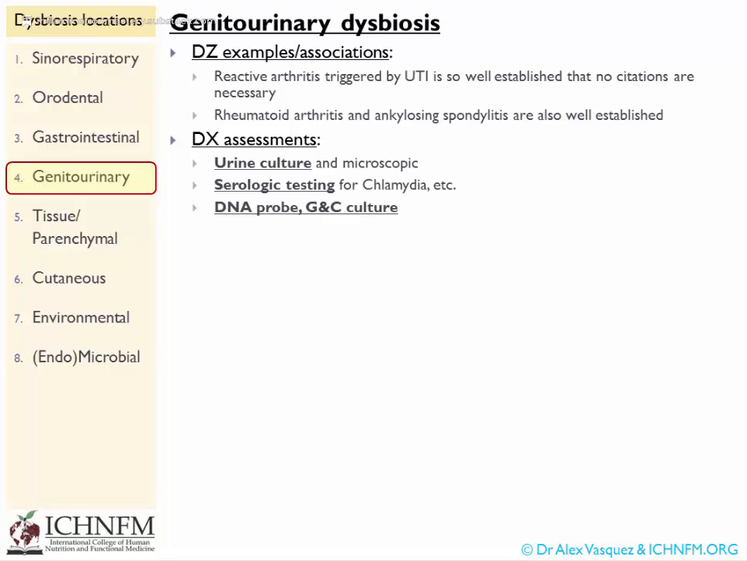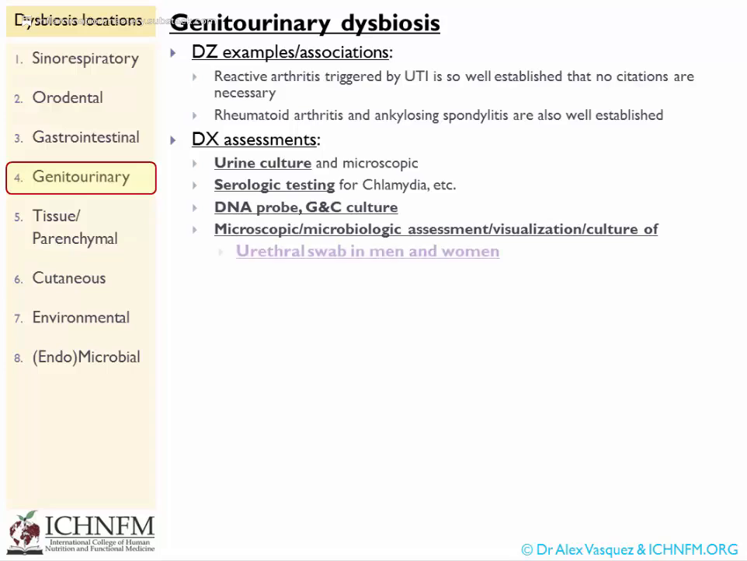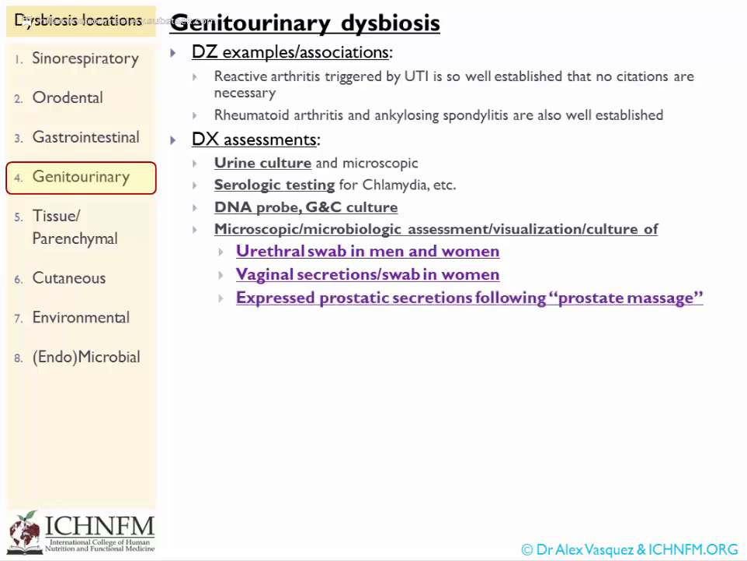We could do a DNA probe or a gonorrhea and chlamydia culture. We could also do microscopic microbiologic assessment, visualization, culture of, for example, a urethral swab in men and women. We can swab and do microscopic and culture exams on vaginal secretions or vaginal swab in women. And we can also do the same tests on expressed prostatic secretions following so-called prostate massage.